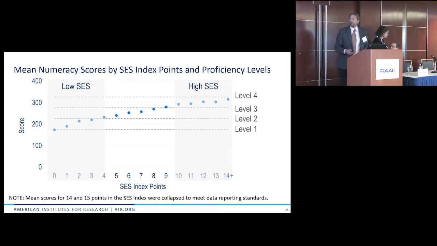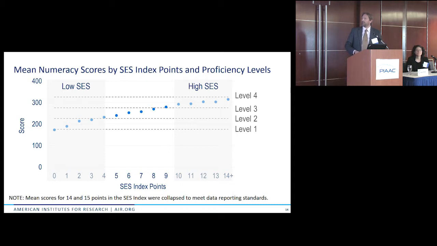Thank you. So how is this SES index related to numeracy levels? We see here on the x-axis the number of SES index points, and on the y-axis the numeracy scale score. And we see that there is basically a monotonically rising function. Each additional SES index point is associated with higher mean proficiency levels, skill levels. And the whole index spans a wide spectrum.